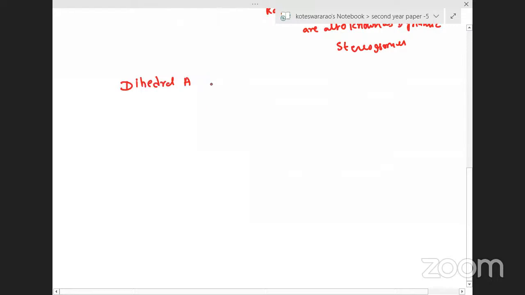Dihedral angle. This dihedral angle is indicated with the theta. We can also write this just simply like this. Also, you can write it like theta. Okay.